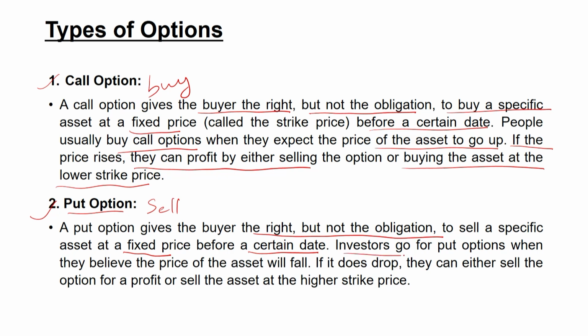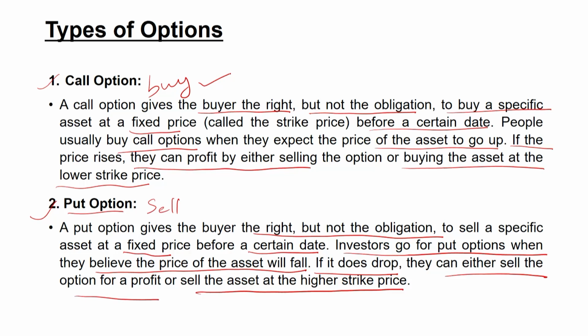So, when investors go for the put option, they believe that the prices of the asset in the market will fall. On the basis of those predictions related with the drop in prices of the asset, they can either sell the option for a profit or they can sell the asset at the higher strike price that has been decided under the put option contract before the maturity of the contract.